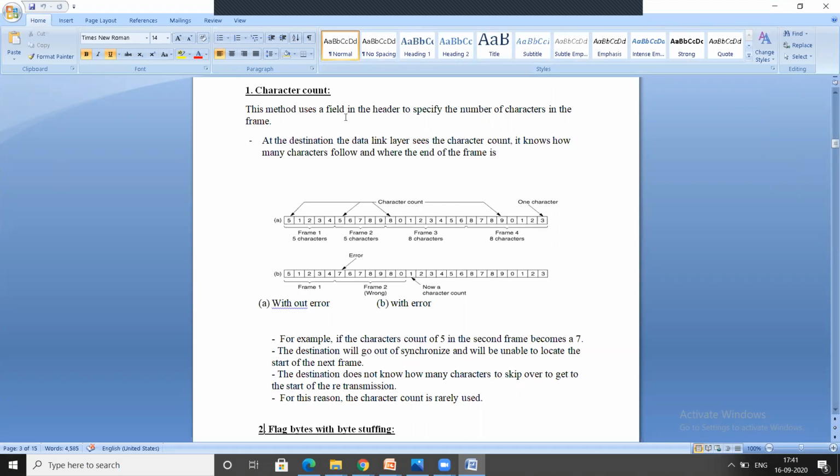uses a field in the header to specify the number of characters in the frame. Here in the header, the value is 5. That is nothing but the number of characters in the frame is 5. The next frame header, the value is 5, so the number of characters is 5. The next value is 8, the number of characters is 8. Similarly, the next one. Now, what is the importance of these things?